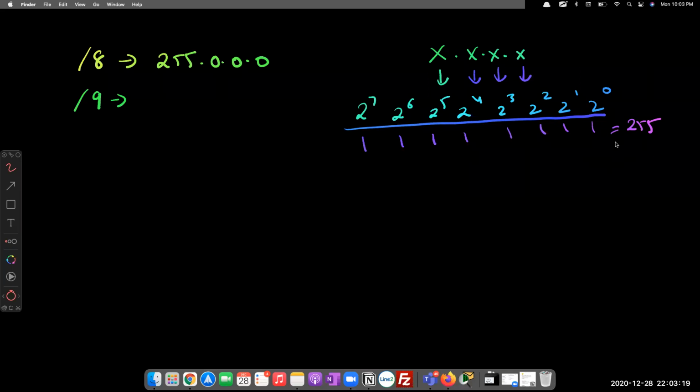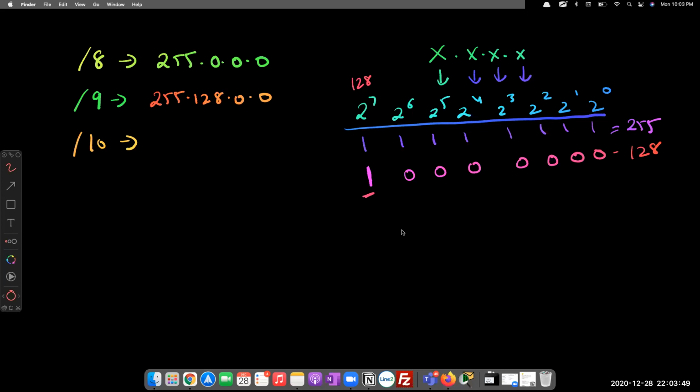So 8 gives 255. When we have 9, in the first group we have 8 plus 1 more, and the rest are all zeros. So 255, and above 1 we get 128. So it means we will have 255.128.0. So when we say 10, what will happen?